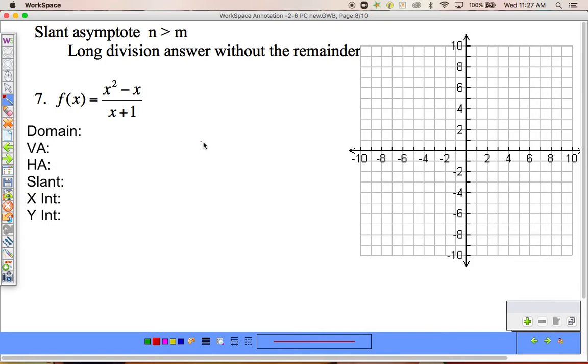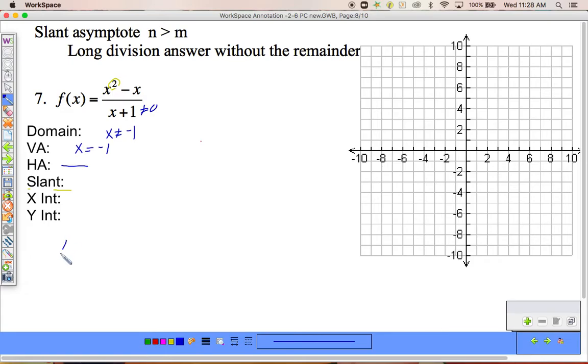All right, guys, now we're going to have a slant asymptote. Because my largest exponent is in my numerator, we're going to end up with a slant. So we're going to plug everything else in, figure it all out, and then we'll find that slant. My domain is my denominator not equal to 0. My vertical is my denominator equal to 0. We don't have a horizontal because we just said we have a slant.